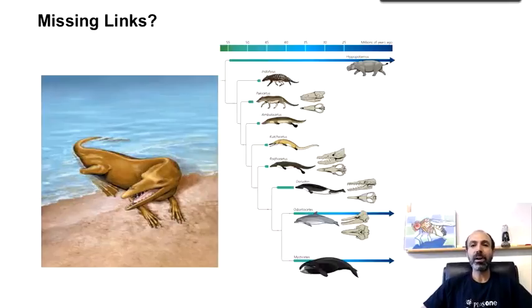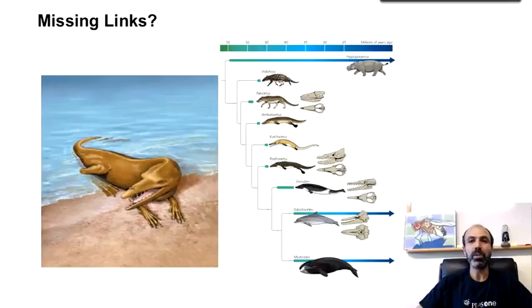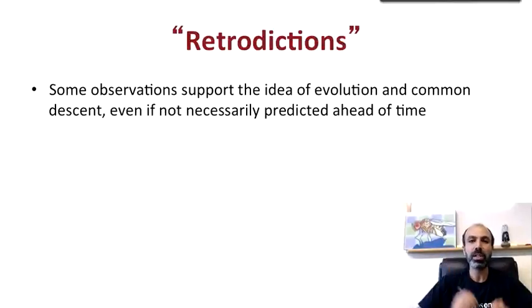So I talked so far about a few predictions of common ancestry and evolution over time, driven especially by natural selection. Let's change gears a little bit, and let me talk about some retrodiction. So these are observations that support the idea of evolution and common descent, but they won't necessarily have been things that we predicted ahead of time. When we see them, they support this idea, but if we didn't see them, it doesn't necessarily mean that they don't support. So these are things that are consistent with the idea of evolution by natural selection and common ancestry of species.